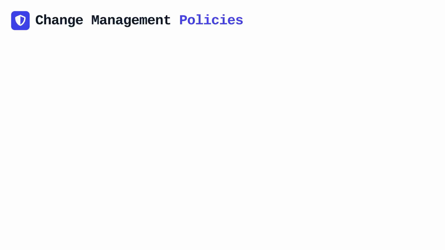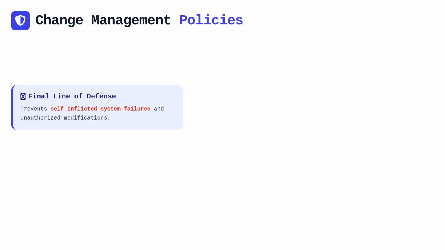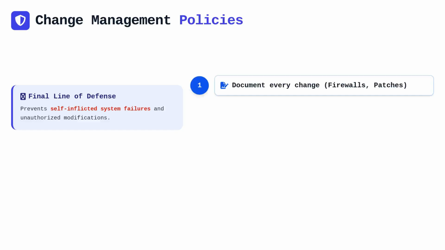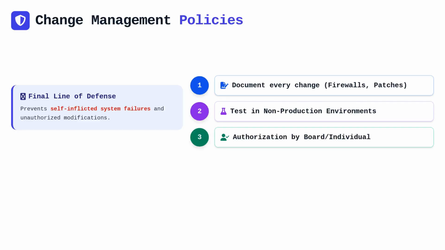Change management policies are the final line of defense against self-inflicted system failures and unauthorized modifications. Every change, whether it is a firewall rule update or a patch deployment, must be documented, tested in a non-production environment, and authorized by a designated board or individual. This process ensures that you maintain full accountability for the state of your infrastructure at any given time.